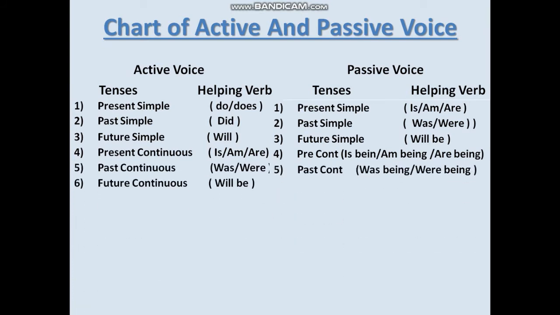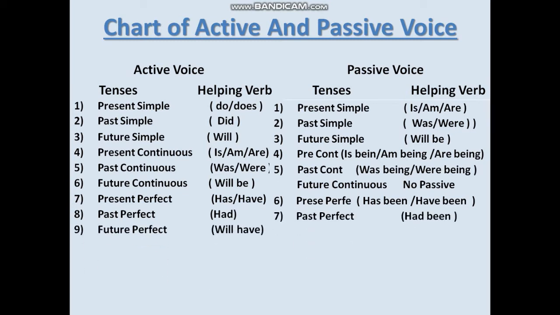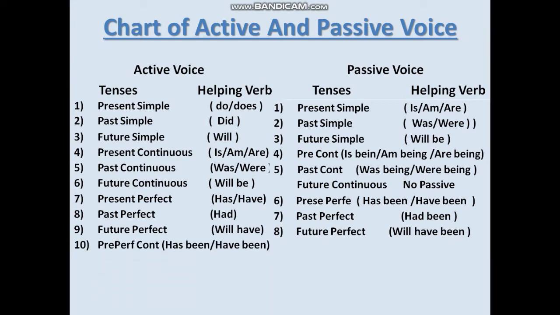In past continuous it is was plus verb, but in passive voice we use was being and were being. Future continuous uses will be, but there is no passive of future continuous. In present perfect it is has and have, and in passive voice has been and have been. Past perfect is had, and in passive had been. Future perfect is will have, but in passive future perfect it is will have been.